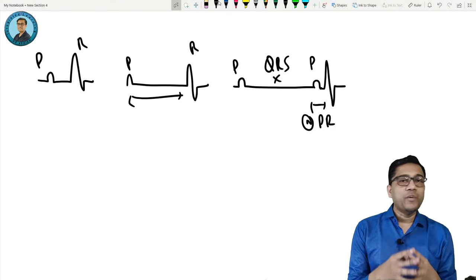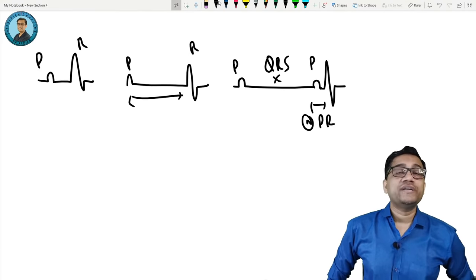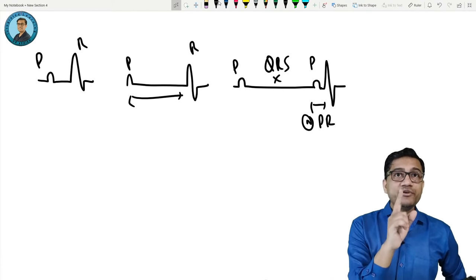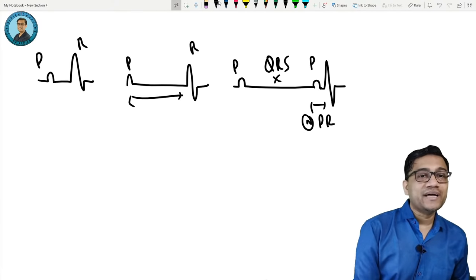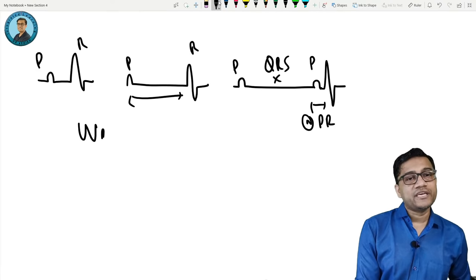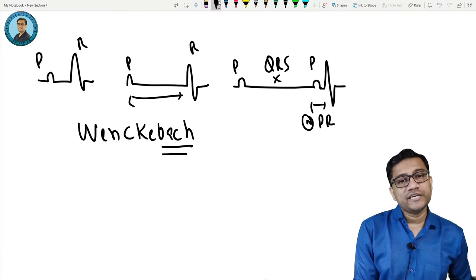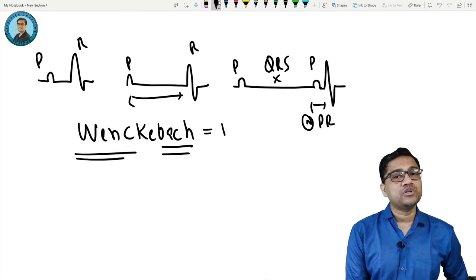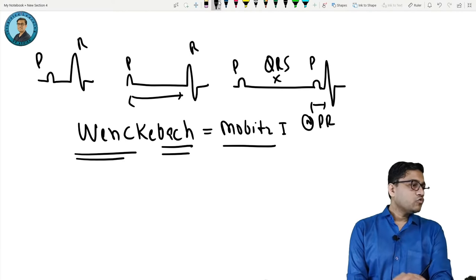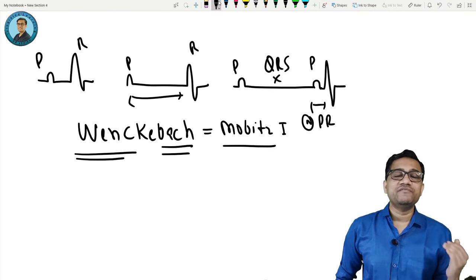This is called what? Mobitz 1. PR keeps increasing, then there is a missing beat. And what is the wife saying? If you don't come back, I will beat you. Varna mardungi. So what is the other name of Mobitz 1? Also called Wenckebach. So what is the wife saying? Back aa jaiyo wapas, varna bachega nahi. Wenckebach. So Wenckebach is also called Mobitz 1.